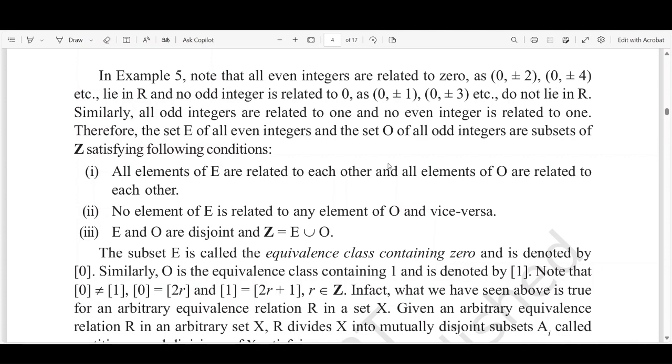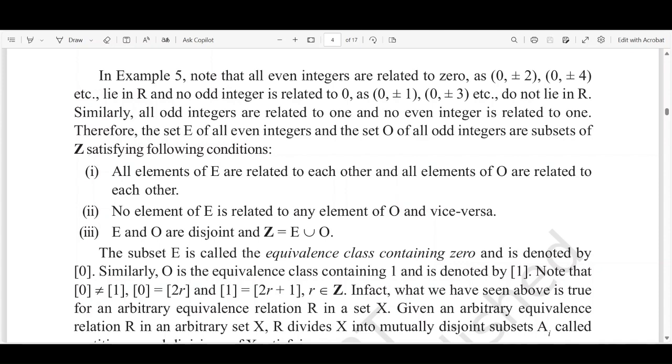Therefore, the set E of all even integers and the set O of all odd integers are subsets of the set of integers with the following conditions: all elements of the set of even integers are related to itself. Similarly, all elements of odd integers are related to itself. No element from the set E is related to the elements in the set O, and vice versa. And E and O are disjoint, such that their union is equal to the set of integers.